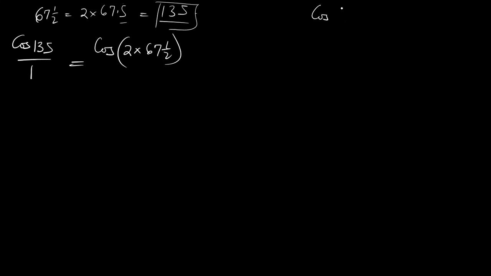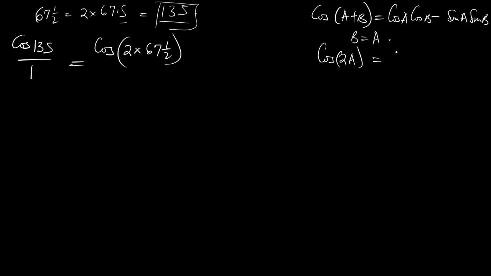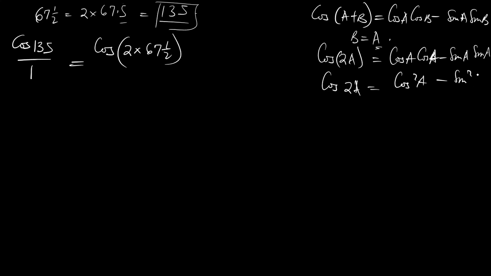Now you know cos(A plus B) is equal to cos A cos B minus sin A sin B. Now if B is the same thing as A, we now have cos 2A equal to cos A cos A minus sin A sin A. So that implies that cos 2A is equal to cos square A minus sin square A.